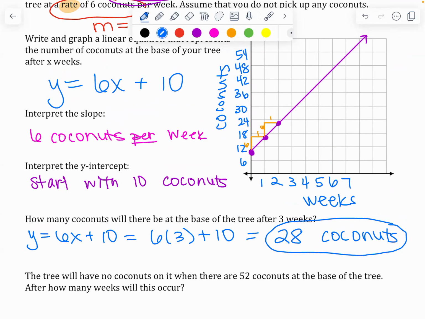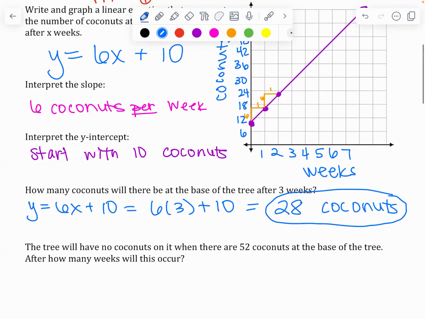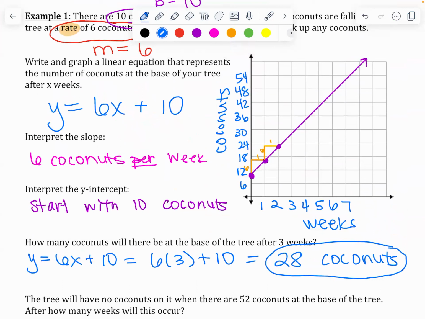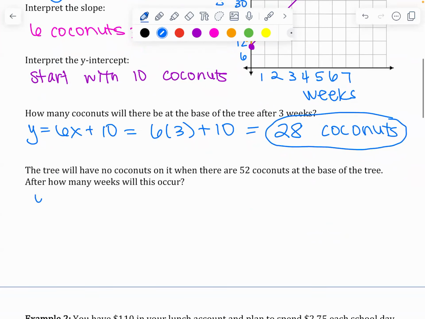Okay, now the tree will have no more coconuts when there are 52 coconuts at the base of the tree. How many weeks will this occur? Okay, so we can do one of two things. We can find 52 up here and figure out which X value it is. Or if I take Y equals 6X plus 10, where am I going to put 52 coconuts?